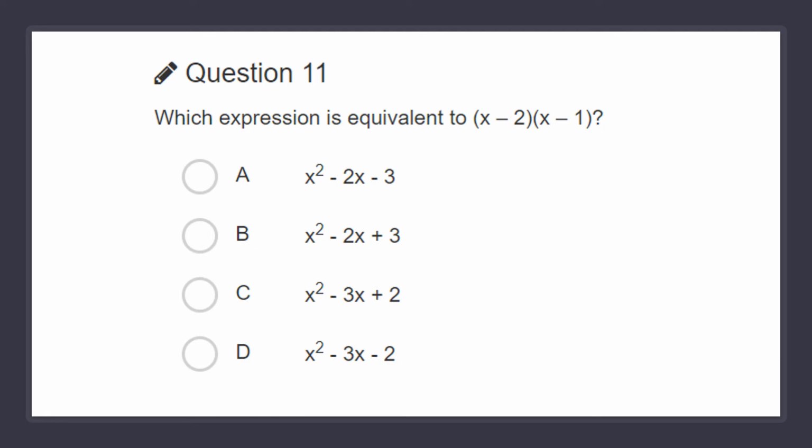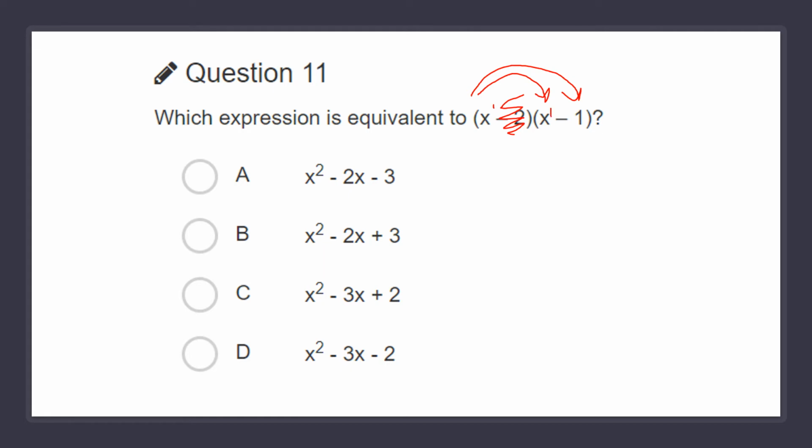Which expression is equivalent to x minus 2 times x minus 1? So in this one, we are multiplying. If you remember from when we talked about this, we talked about, well, what if this minus 2 wasn't there? What would you do with that x? And you guys were all very willingly told me we need to distribute. So that's what we're going to do. So we're going to do x times x and then x times negative 1. Don't forget that when you do x times x, they have that invisible exponent of 1.